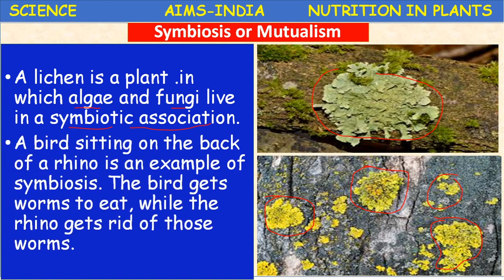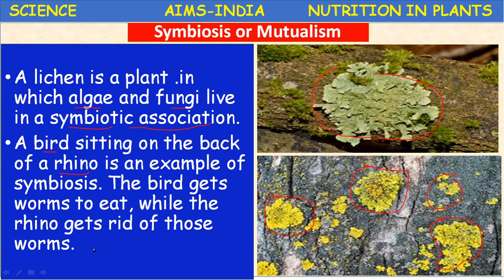A bird sitting on the back of a rhino. Another example. This is a bird sitting on a rhinoceros. It is an example of symbiosis. The bird gets worms to eat, while the rhino gets rid of those worms.